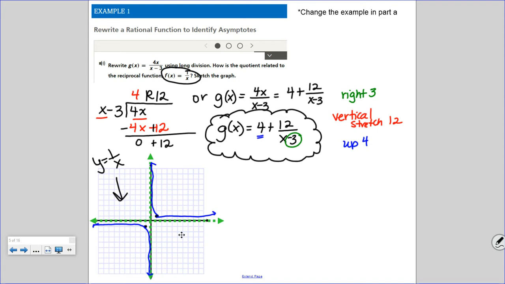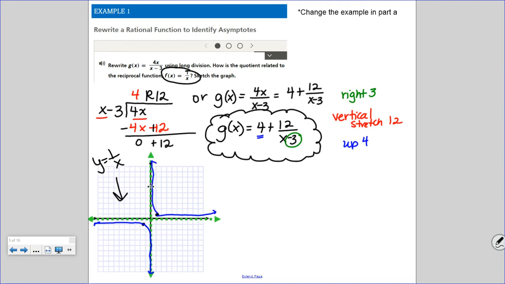Okay, so let's shift everything. Everything's going to be shifted to the right 3. So that means the vertical asymptote would be shifted to the right 3. This part would be shifted right 3: 1, 2, 3. And then this would be shifted to the right 3: 1, 2, 3.